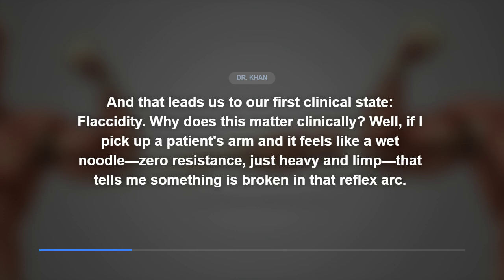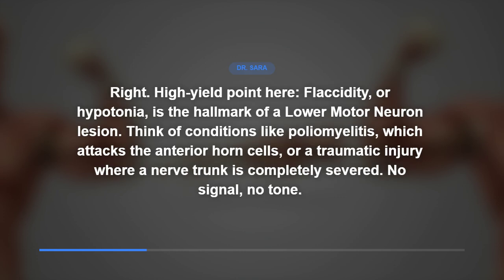And that leads us to our first clinical state, flaccidity. Why does this matter clinically? Well, if I pick up a patient's arm and it feels like a wet noodle, zero resistance, just heavy and limp, that tells me something is broken in that reflex arc.